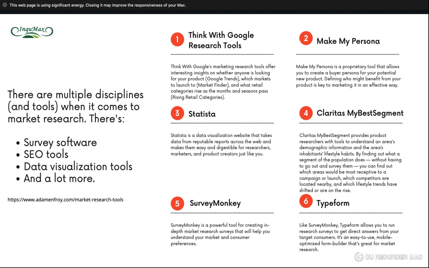SurveyMonkey is quite a popular one. I'm sure a couple of us know about it. It's a powerful tool for creating in-depth market research surveys, right? And then we have Typeform. I've used Typeform previously as well. It's a freemium product. So again, try to understand the objective behind using each of these products, and make sure that you have the adequate resources to use the product in terms of financing. If you want to subscribe to a software, you should know that this is the cost and this is the time frame you'll be using it for, right?